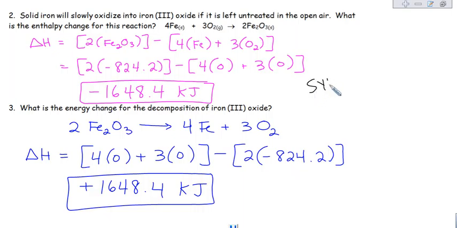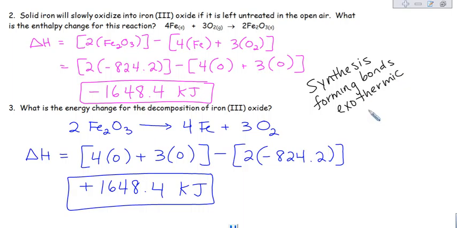Synthesis reactions, where bonds are formed. Forming bonds will always be exothermic. And you'll get that negative delta H. Forming bonds is exothermic. The opposite is true of a decomposition.